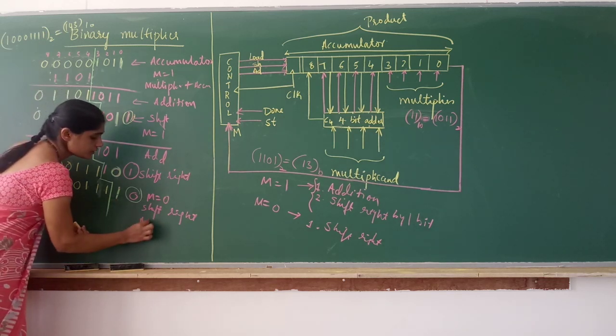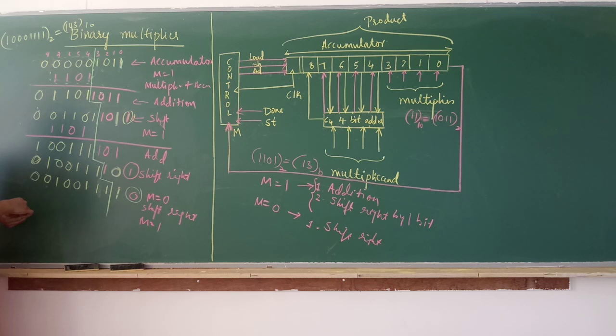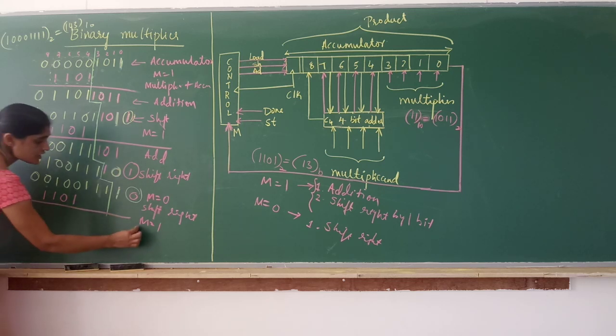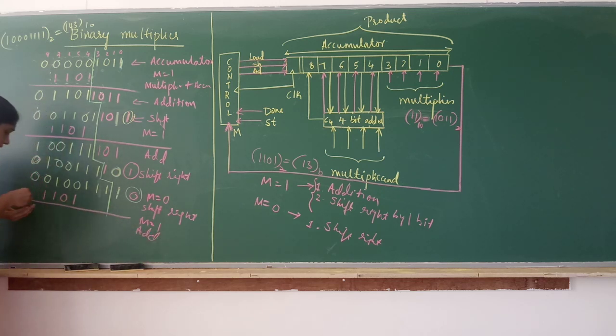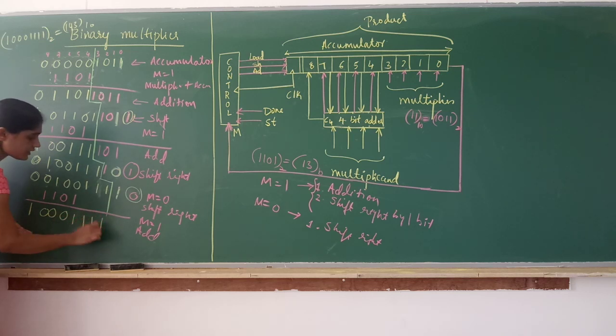So when m is equal to 1, again what should happen? Addition. Addition with the multiplicand, 13. So this is 0, 1, 2, 3, 4, 5, 6, 7, including this, right? So addition here, 1, 1, 0, 1. So now add. If you add, what is the answer you are going to get? 1, 0, 1, 1, 0, 1. 1, 1, 0, 1. Now the carry is 1. The remaining bits will be as it is, 1, 1, 1.